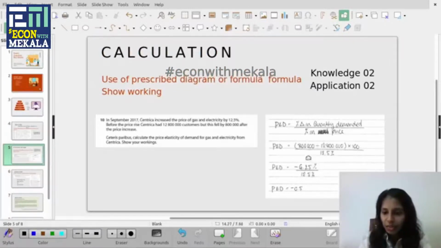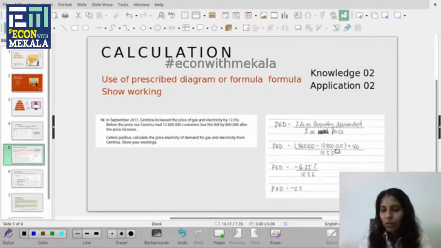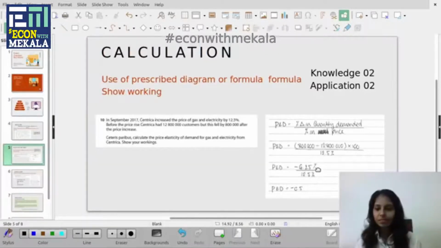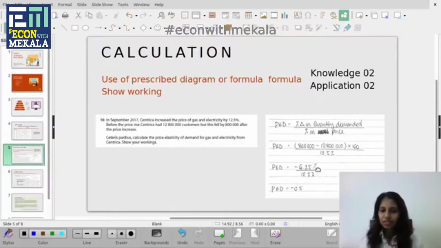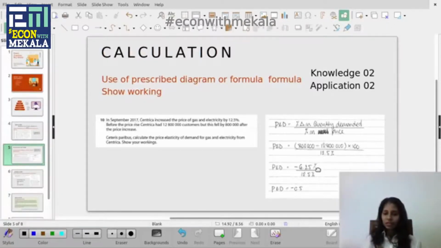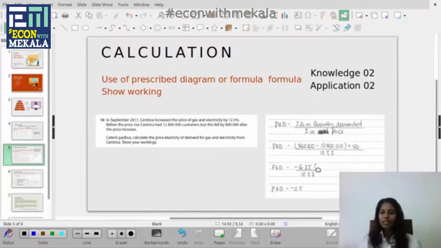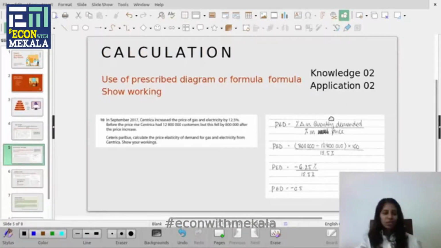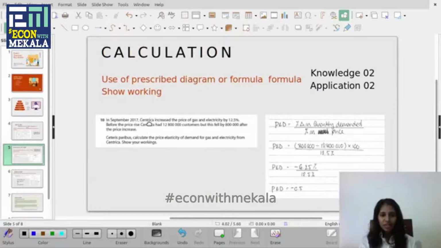He has simplified 800,000 over 12,800,000, so he has received minus 6.25. As a result, he has got an answer of 0.5. So you can see, to score your knowledge marks, you need to know the equation, the formula. To receive your application marks, you need to know how you should get this data from the case study and apply them here.